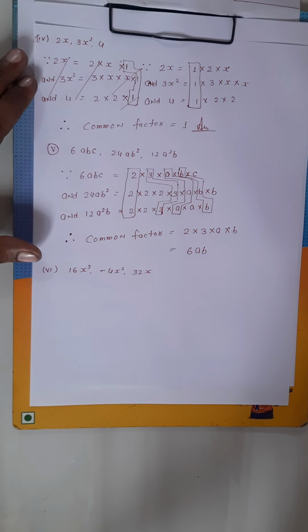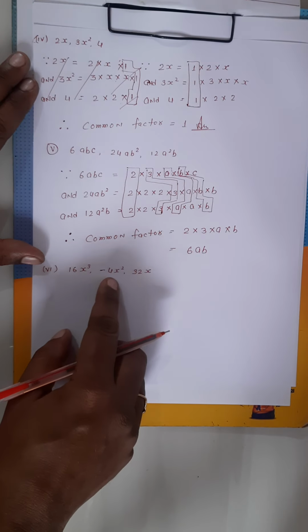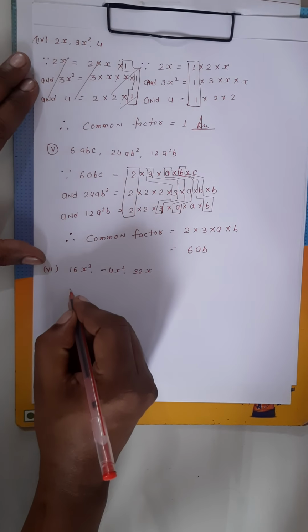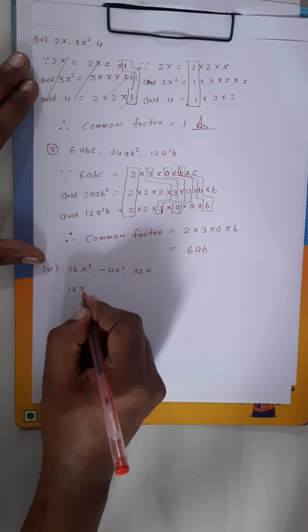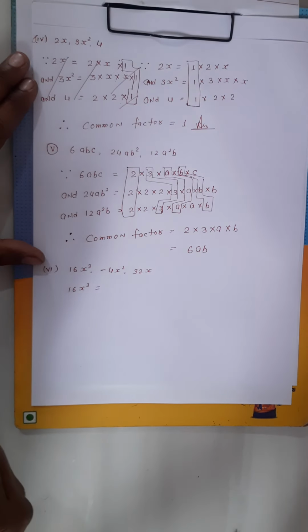Now the sixth question is 16x cube minus 4x square and 32x. If we factorize the 16, what will the value be?